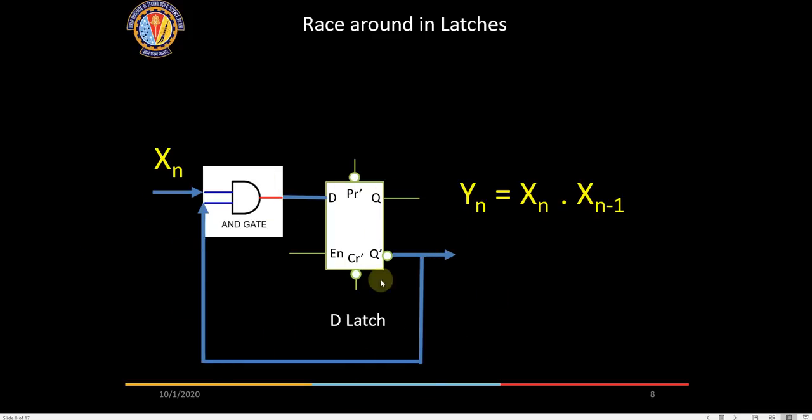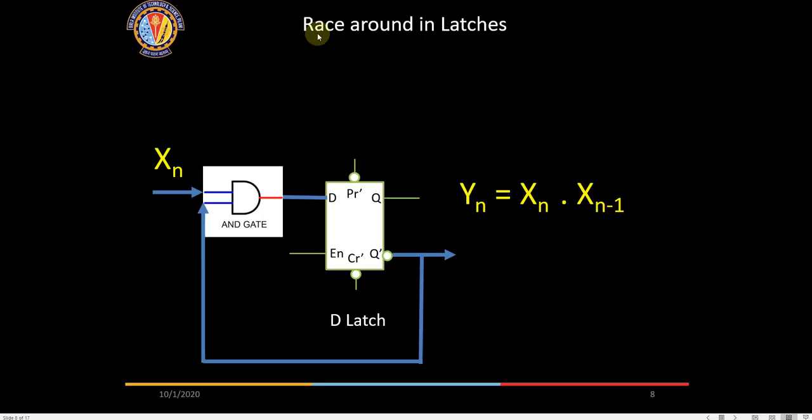So if it is not a clocked circuit, there will be a situation where, don't worry about these functions here. The essence of this slide is that in a latch there will be loops like this, which is known as race around, where the data will keep changing of its own, forming a loop by itself.